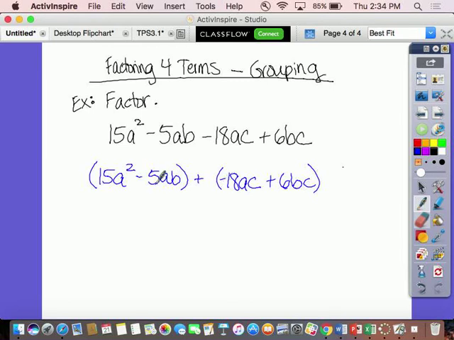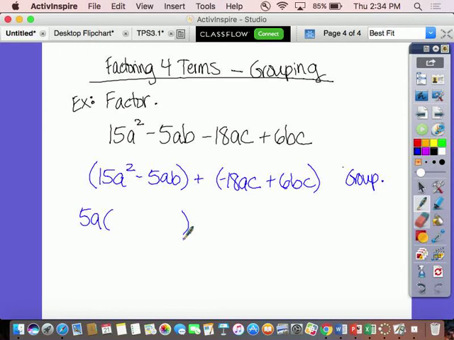All right, so what you do now, after you group them, if you want to write out steps, like the first step is going to be group. The next step is going to be take out the GCF of each group. So back to what we've been doing. We're going to take out the GCF of this group. What is the GCF of 15a squared and 5ab? 5a.